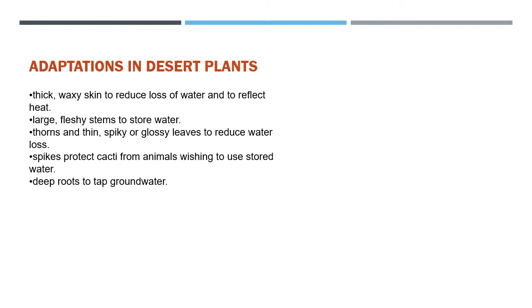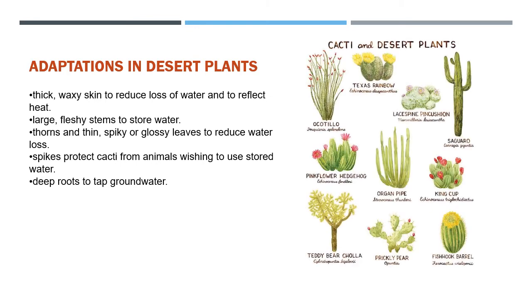Some characteristics of desert plants. They have thick waxy skin to reduce loss of water and to reflect heat. Second, they have large fleshy stems to store water. They have thorns and thin spiky or glossy leaves to reduce water loss. They have spikes to protect cacti from animals wishing to use stored water, and they have deep roots to tap groundwater for their growth. Look at this picture. There are some examples of cactus and desert plants.